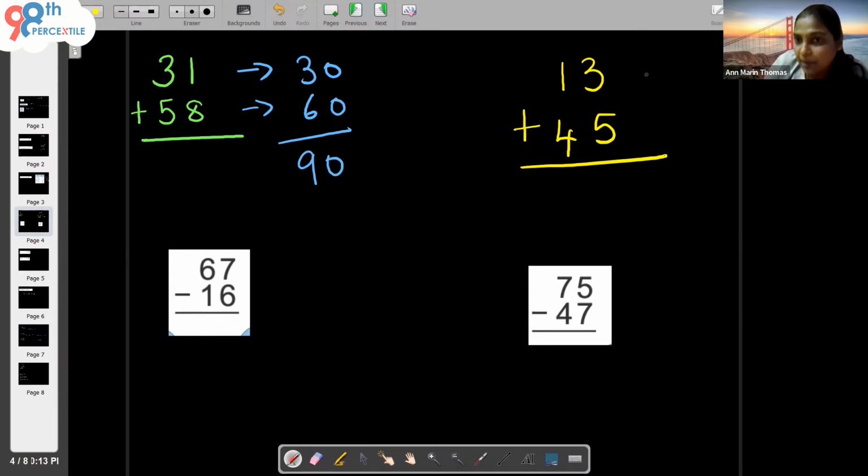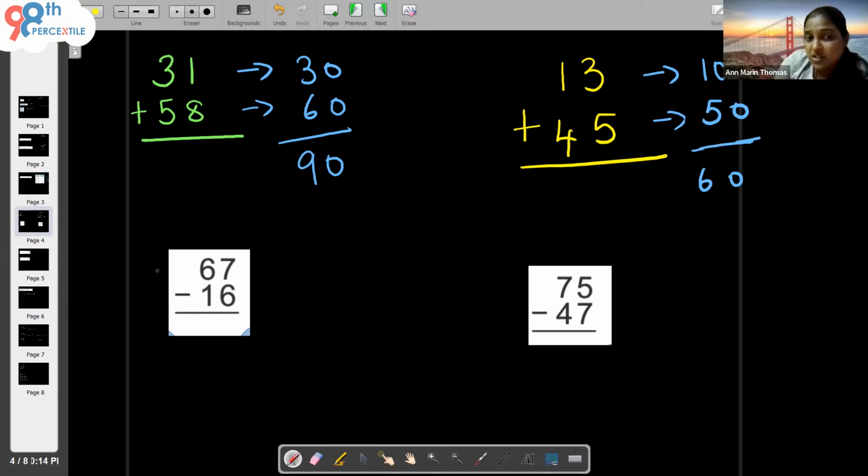Excellent. Now coming to the nearest 10 of this number, we have 13, which would be 10. 45 would be 40, and then you get the answer. 45 would be 50. Yes, I was trying to trick you. I can see those faces. Good job. 45 would be 50, and then you get the answer 60.